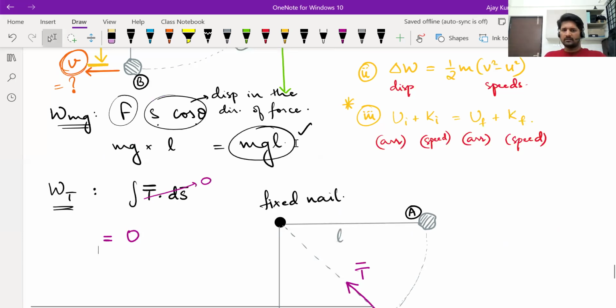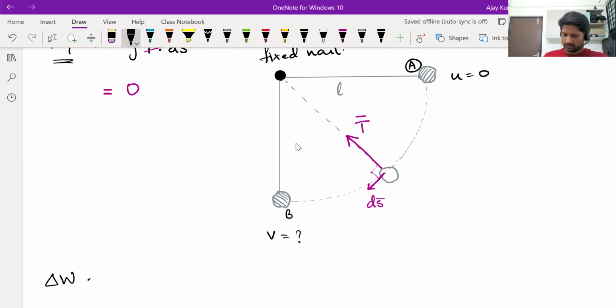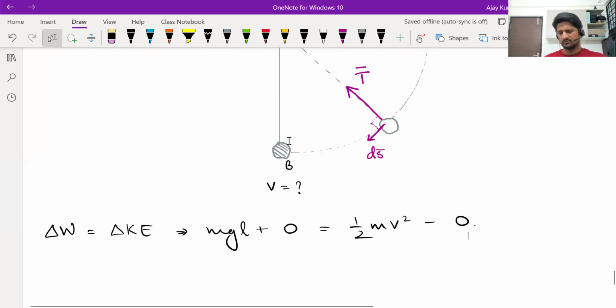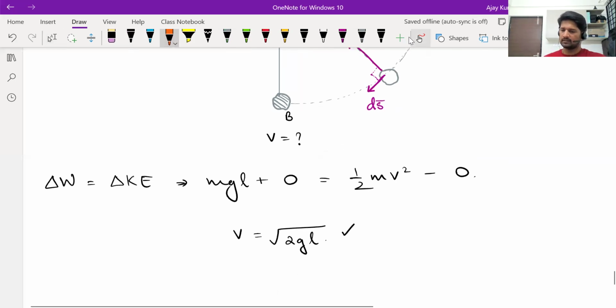Now the problem is almost solved. We got the work done by weight and the work done by tension. That means we got the work done by all the forces. The initial velocity of the block was 0. The final velocity is what we want. Total work done is equal to the change in kinetic energy. That means work done by weight plus work done by tension is equal to half mv squared minus half mu squared. That's all. Mass gets cancelled, and you get v as under root 2gL. So we solved this problem using the work kinetic energy theorem.